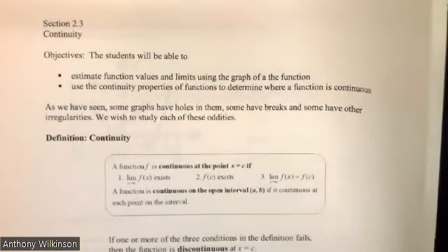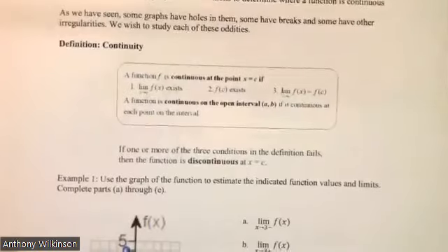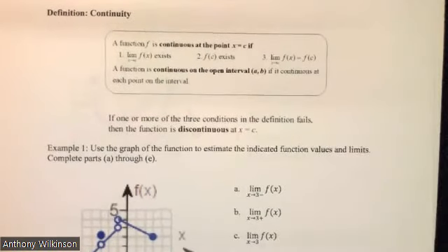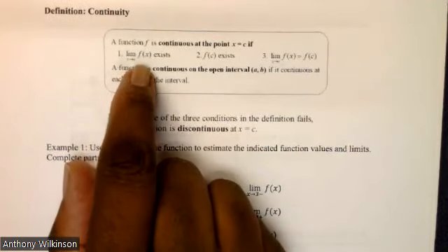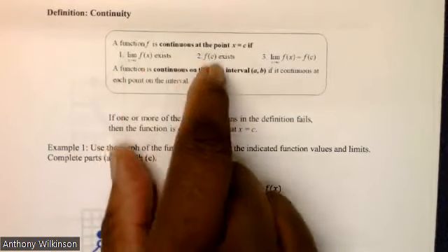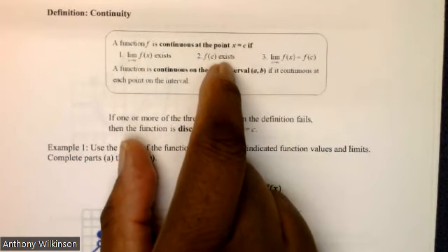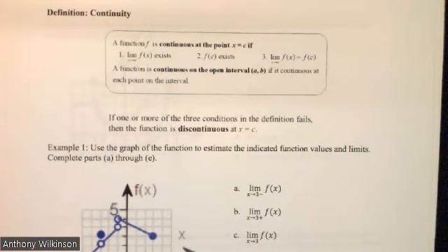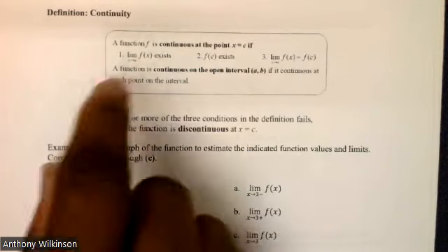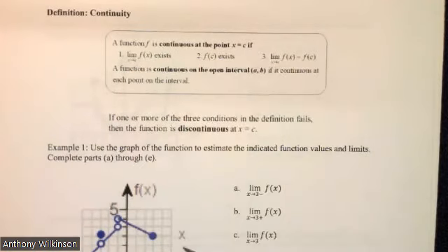So here we'll first give you the definition of continuity. It's this: a function f is continuous at the point x equals c if, number one, the limit as x approaches some constant c of f of x exists, number two, f of c exists, and number three, the limit as x approaches c of f of x is equal to f of c. All three of these must be satisfied.